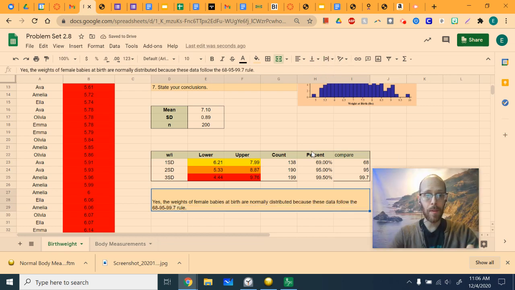And that's the game, folks. That's how you use Google Sheets to determine whether a data set follows the normal distribution or not.